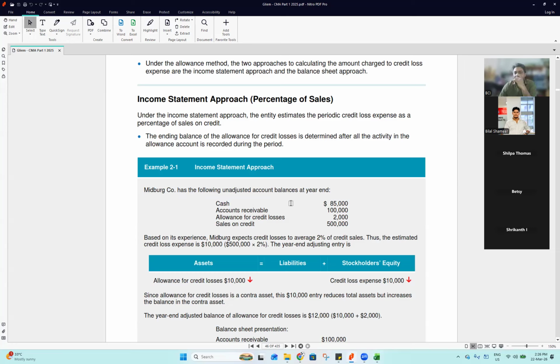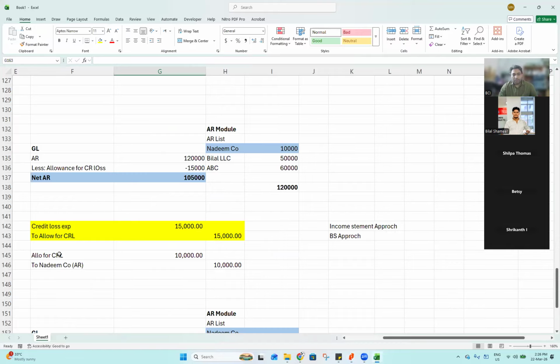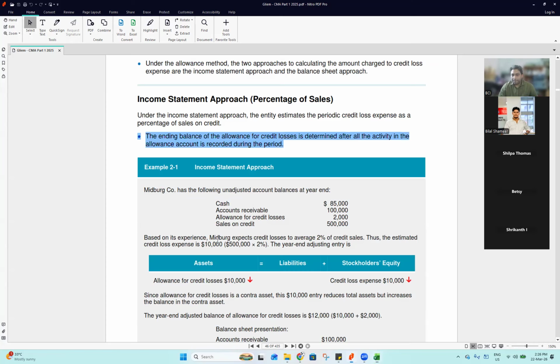Now, the ending balance of the allowance for credit loss is determined after all the activities in the allowance account are recorded during the period. If there are any bad debts, first you have to record the bad debt. Then only you go and calculate the credit losses. Clear?